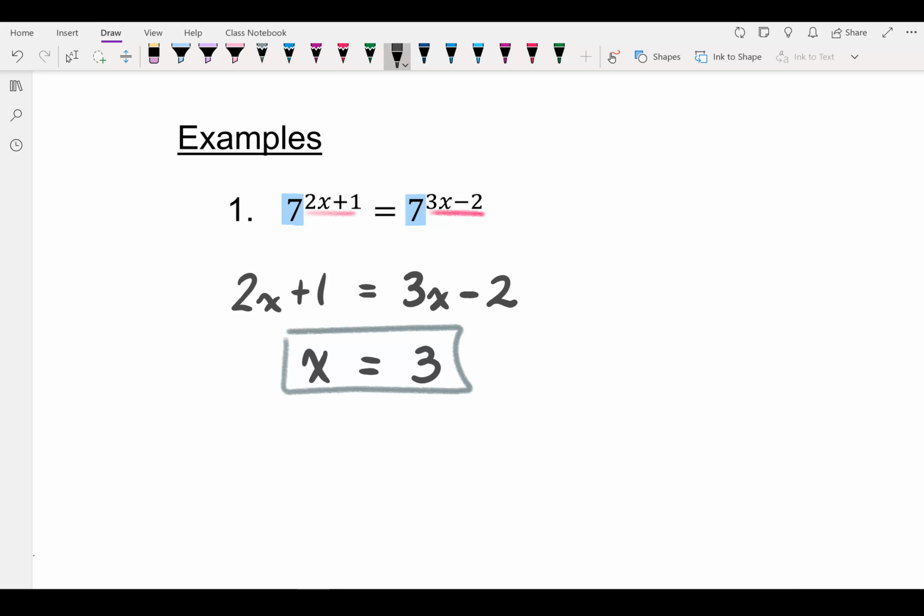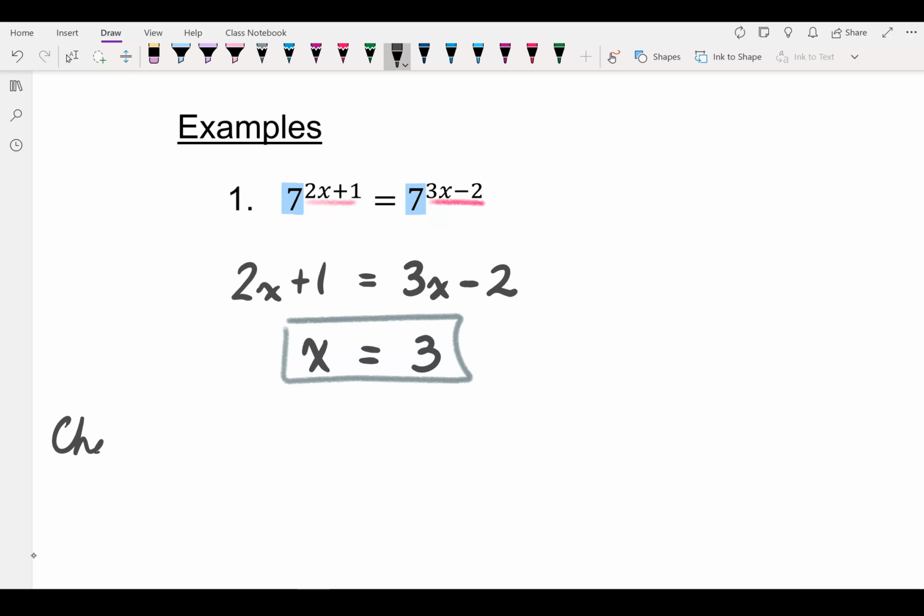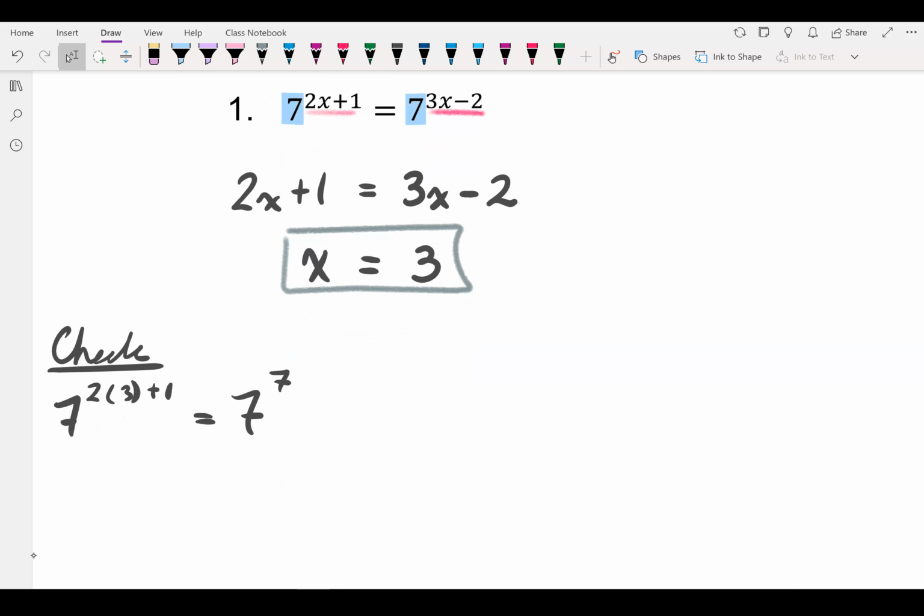And then if you wanted to check this, just to prove to yourself that it is correct, put it back into the original expression. 7 to the power of 2x plus 1. What does that equal to? Well, that's 7 to the power of 6 plus 1, so 7 to the power of 7. That's all good. I'm going to leave it like that for now. I'm going to check the other side. 7 to the power of 3 times 3 plus 1. 3 times 3 is 9 plus 1.